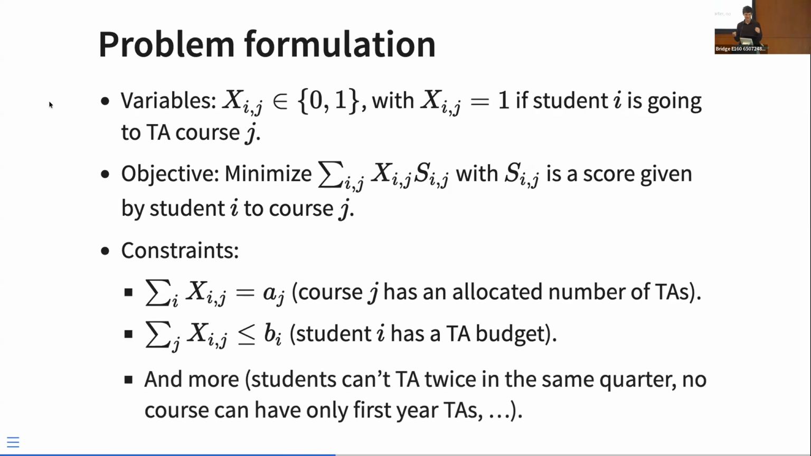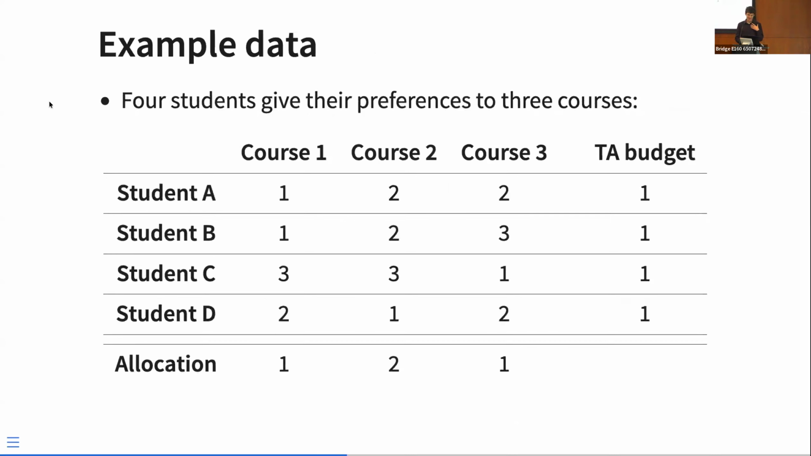And then there are more complicated things, like this assignment is done once at the start of the year for all quarters, so we make sure people don't TA twice in the same quarter. There are rules about how many first years can TA different classes. But fortunately, all of these constraints end up being linear in these Xij variables. And so what we get is a nice Boolean LP.